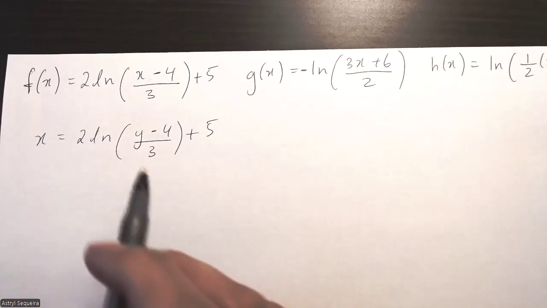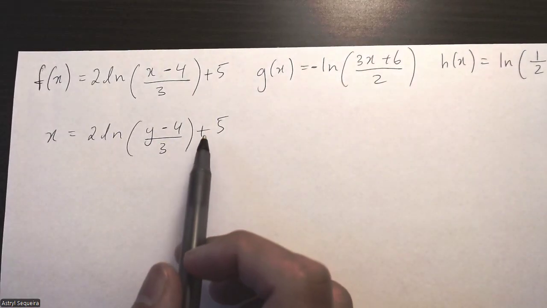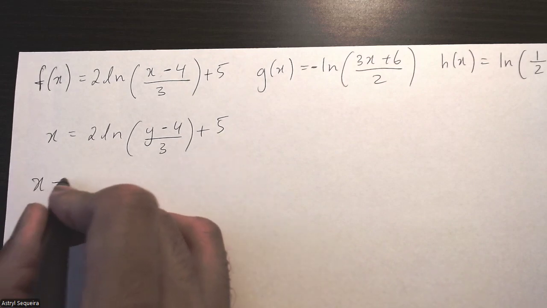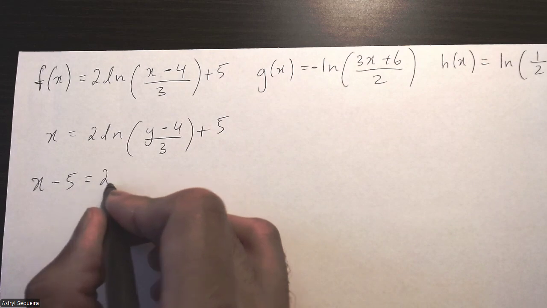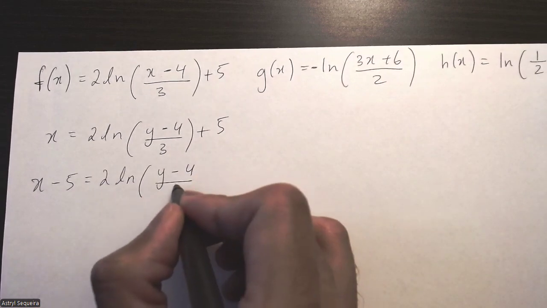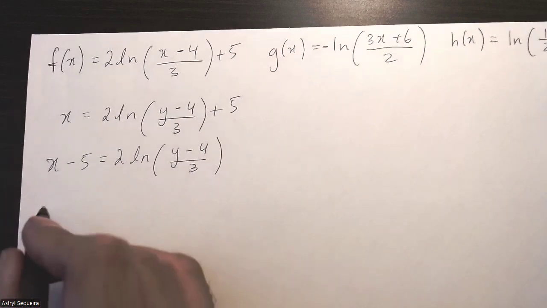And then, as usual, we just want to isolate the y in this equation. So I have to move everything to the other side one by one. I'll start by moving the 5 first because that's the furthest away. Then I'll divide this 2 on the other side.